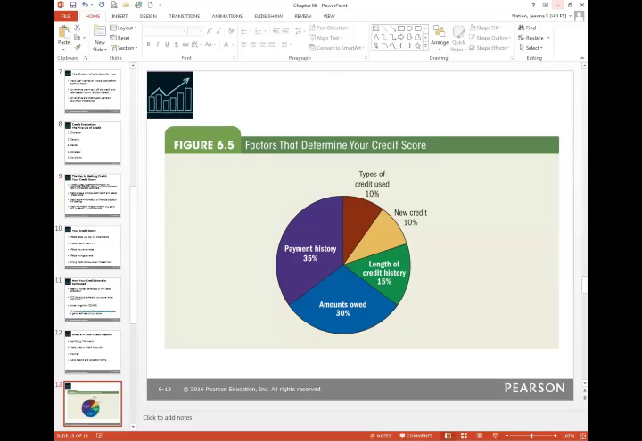15% is the length of credit history, how long have you had those credit accounts open, and then 10% is each assigned for types of credit used and new credit. So whether you have an auto loan, mortgage, credit cards, and the new credit is how many new accounts you've had open in the last few years. So this is generally how those items are weighted.